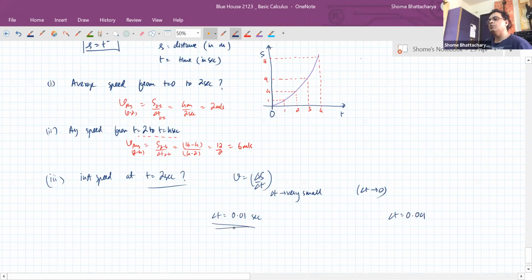Now if we take this, let's see what kind of calculation we get. The distance at t equal to 2 seconds is equal to how much? 2 square. So that's equal to 4 meters. But what about the distance at t equal to 2 plus delta t? It will become 2 plus delta t whole square. So in this case, it will become 2.01 square. So that will become how much now? It will become 4.0401. Correct?